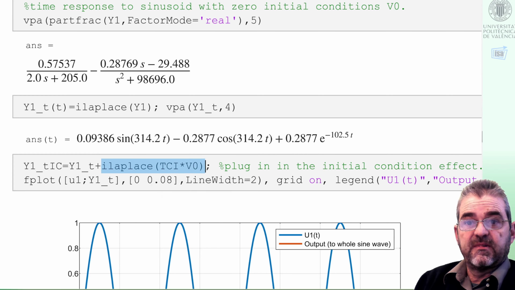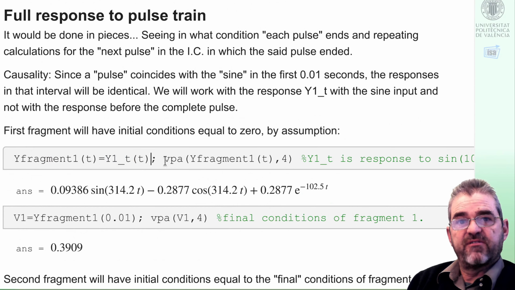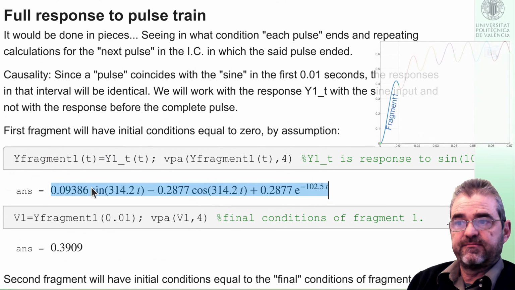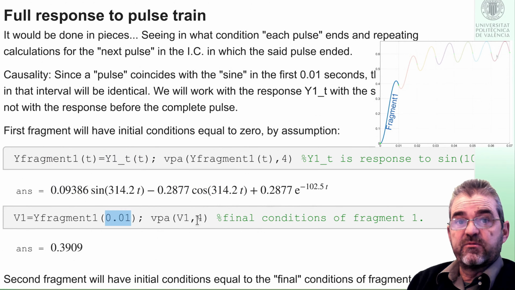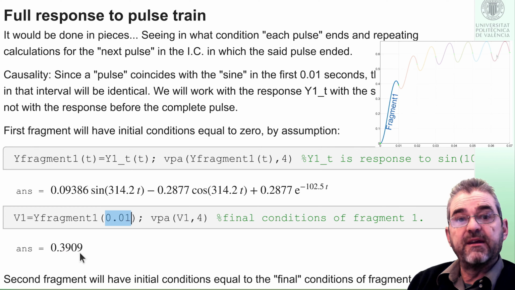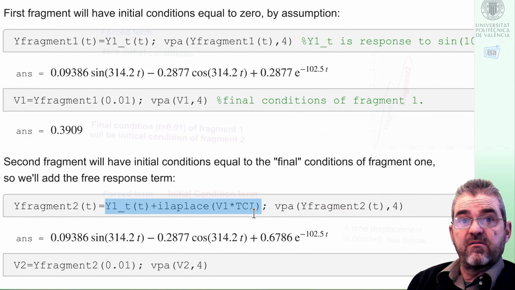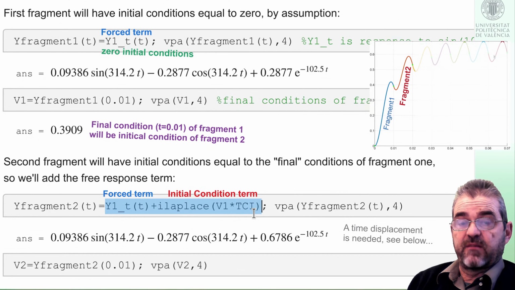My fragment 1 will be the first 10 milliseconds of the time response to a sinusoidal. I already highlighted that above. I will solve the problem with 0 initial conditions, so I will not add any initial condition term, and after 0.01 seconds, the capacitor voltage will be 0.391 volts, so that will be the initial condition for the second fragment. Then this will be the time response of the second fragment.